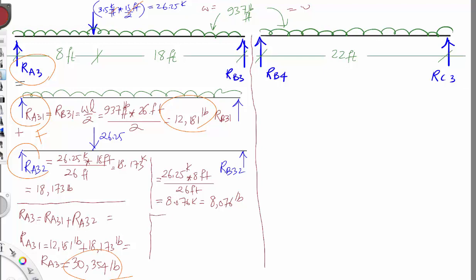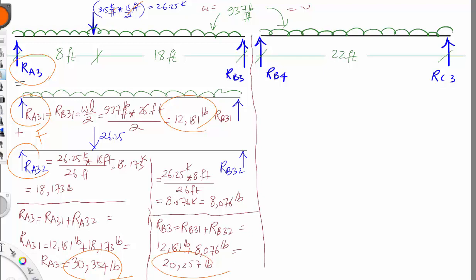Now let's see how much is the value here. The RB3 is equal to RB31 plus RB32. So we have again 12,181 pounds plus 8,076 pounds, and is equal to 20,257 pounds. That is RB3.